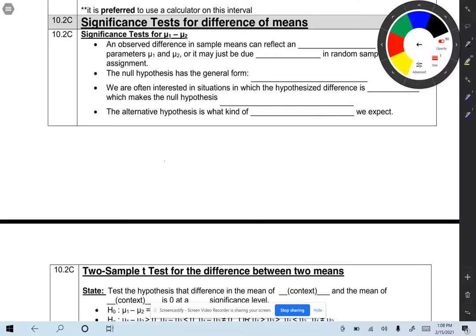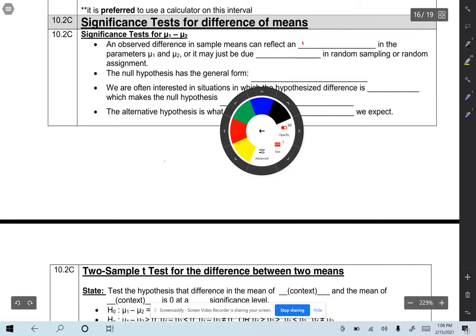Hello, AP Stats students. Today we will finish up Unit 7 by doing 10.2C notes, significance tests for difference of means. Previously, we did confidence interval for a difference of means. For significance tests for a difference in means, an observed difference in sample means can reflect an actual difference in parameters mean 1 and mean 2, or it may just be due to chance variation.